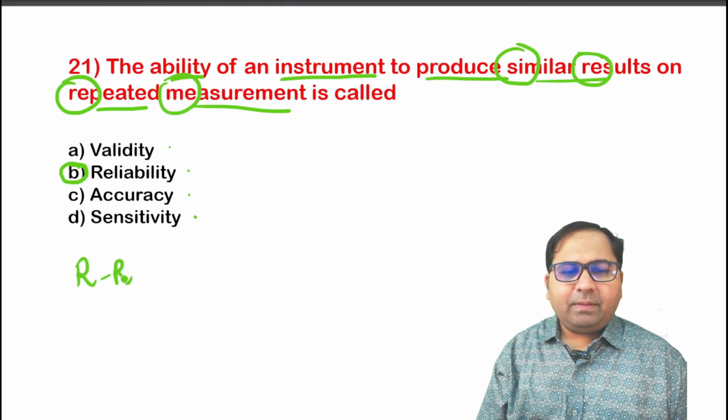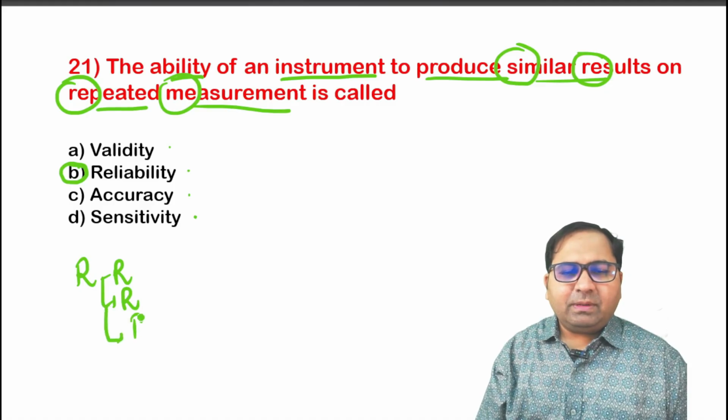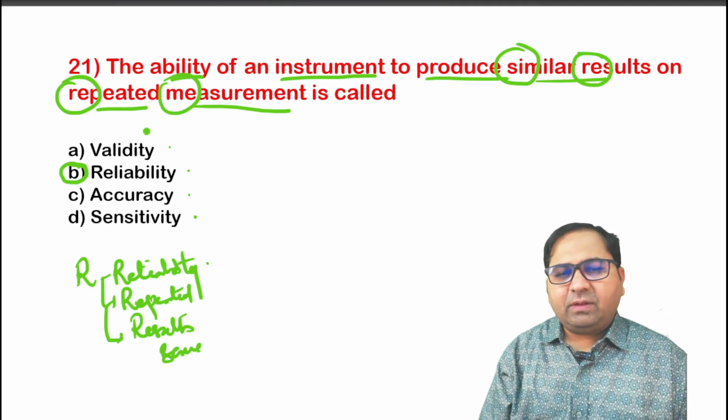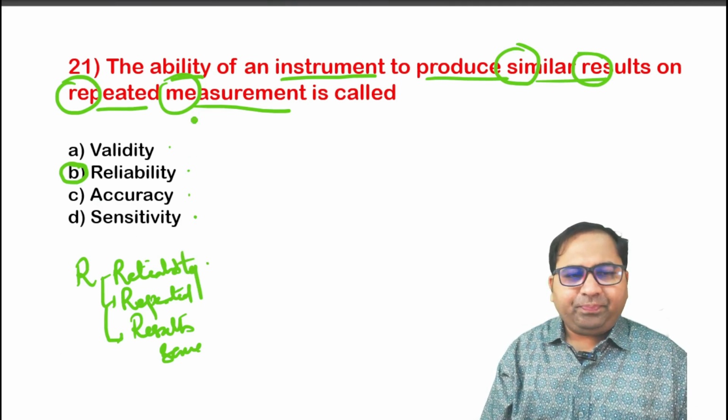R for reliability, R for repeated measurements, and R for same results. Results are the same, okay, and this is repeated. Reliable. This is how you should remember this. Okay, so this is the definition of reliability.